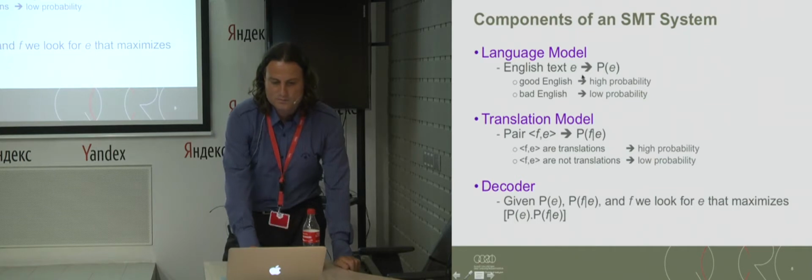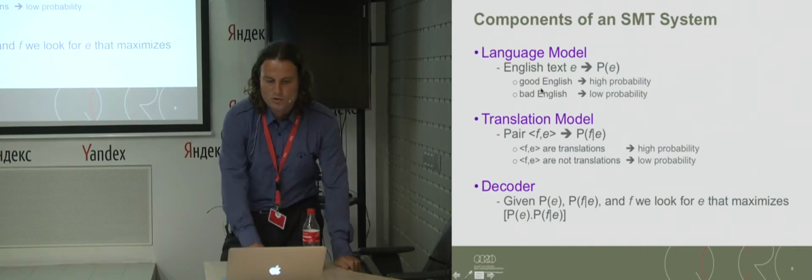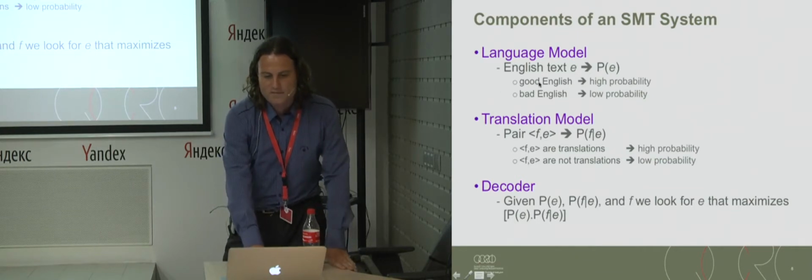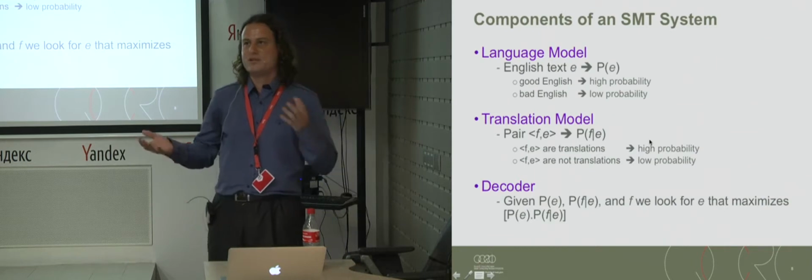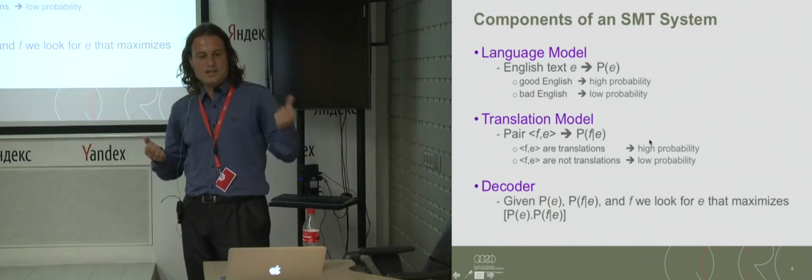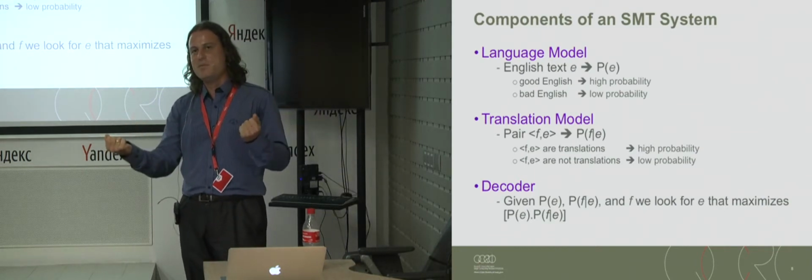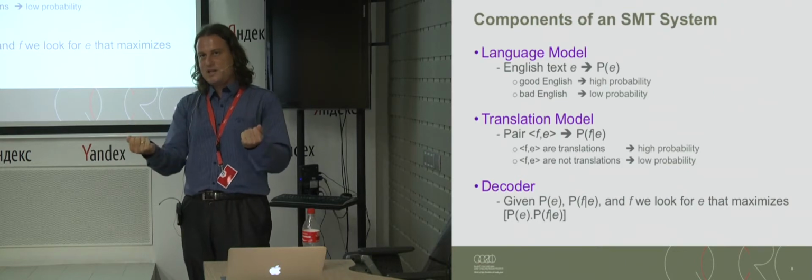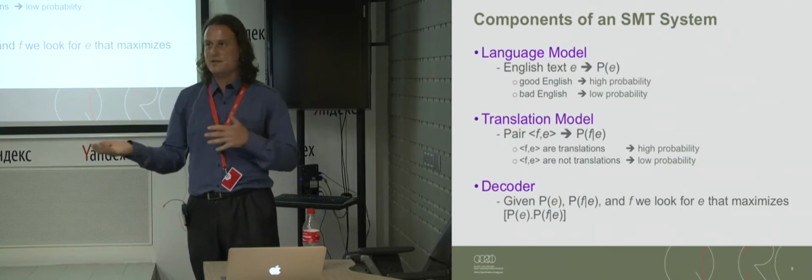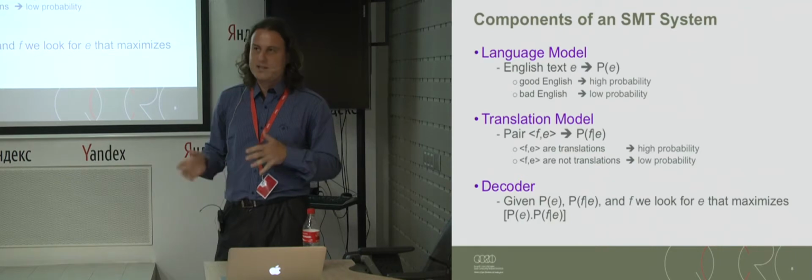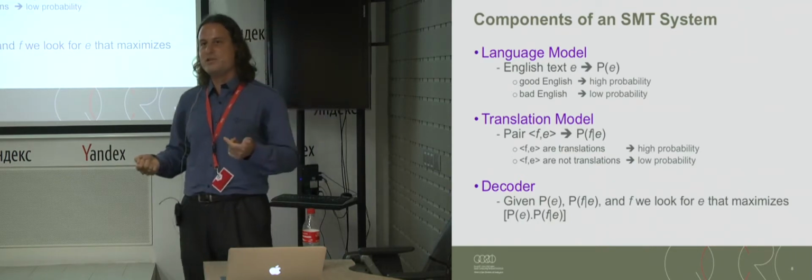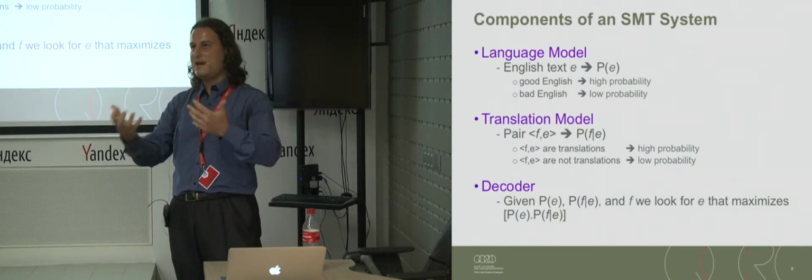The language model, if you have good English, should assign it high probability. If it's bad English, it should assign it low probability. The translation model takes an English and a French sentence and assigns high probability if they are good translations of each other, and low probability otherwise. And the decoder keeps proposing new hypotheses, and the two models score them and say how much they like them.